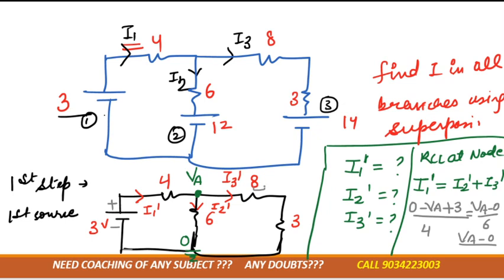As you can see, there are two resistances in its path, and these two resistances are connected in series, so we can simply add them. So it would be 8 plus 3. 8 plus 3 is how much? 11. Okay, clear?